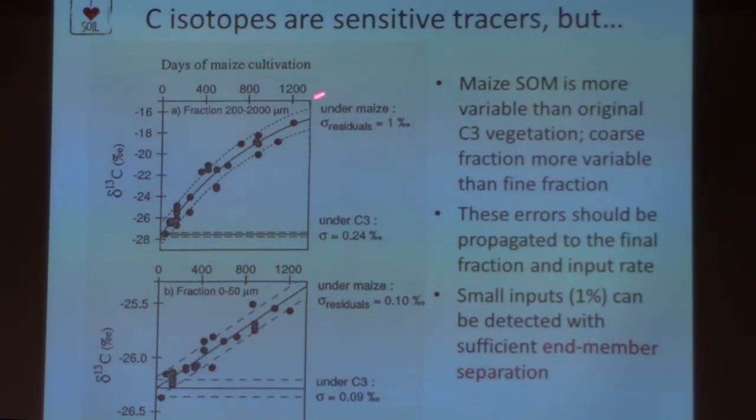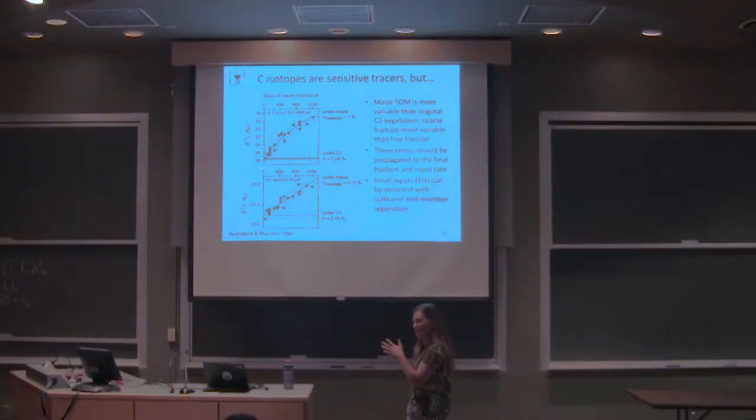And so under maize, we have the standard deviation is about 1 per mil, but under C3, when there was no change in the cultivation, it's a quarter of the variability, right? So when we have this change in the cultivation pattern or imposing a tracer, it also often imposes variability, which has an effect when you're doing your error propagation and solving your mixing model.